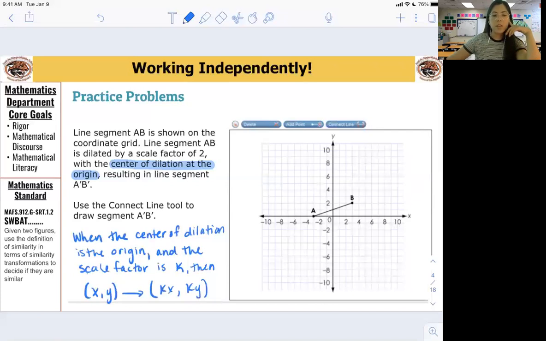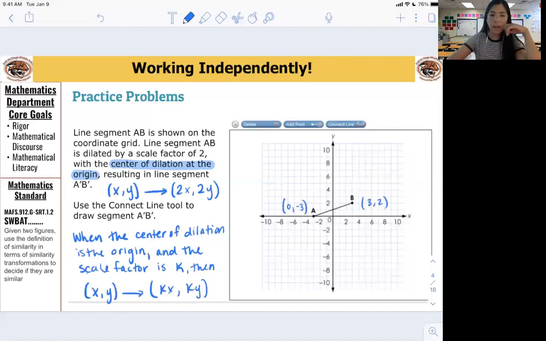All right. So since this is the case for us, right? The center is at the origin, then my scale factor is 2. So my coordinate points, simply, we're just going to multiply them by 2. That's what I'm about to say. Yeah. So it's very, very simple. So let's just label them real quick. I've got 3 comma 2 and 0 comma negative 3.